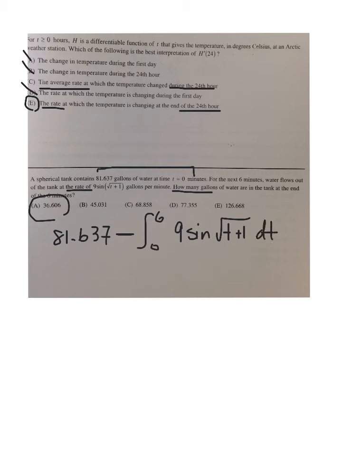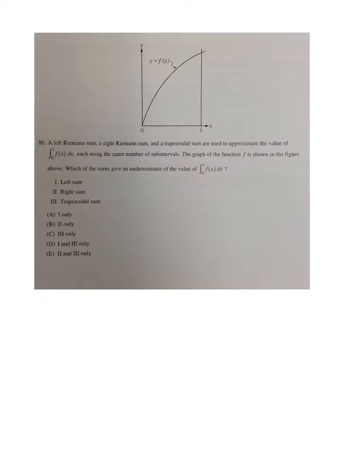Okay, because what this represents right here is the amount of water that's leaking out of the tank, because this represents the rate, but an amount would be the integral of that rate. And because they said from time 0 to time 6, that's why we're integrating from 0 to 6. And then the rest of this you throw into your calculator and you will get choice A. All right, the answer is choice D. Now they want to know which one gives us an underestimate.